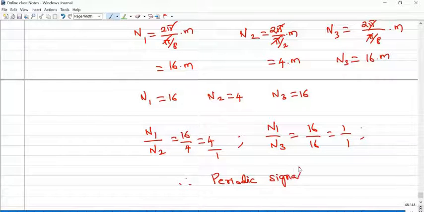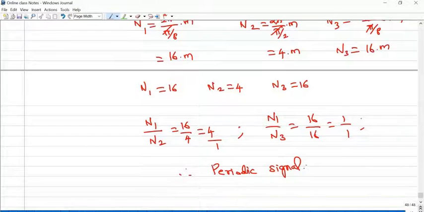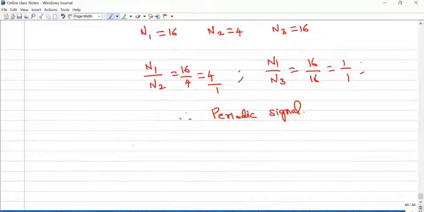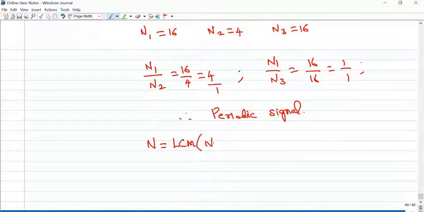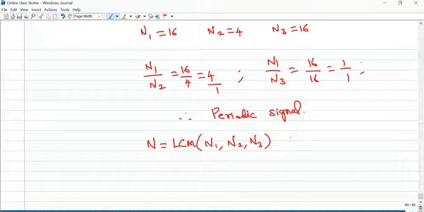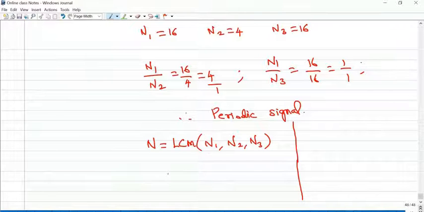Therefore, the given signal is periodic. So how do we find the fundamental time period of the signal? The fundamental time period N equals the LCM of N1, N2, N3, or the LCM of the denominators of all the ratios, multiplied with N1. You can find the fundamental time period for these three components as either the LCM of N1, N2, N3.